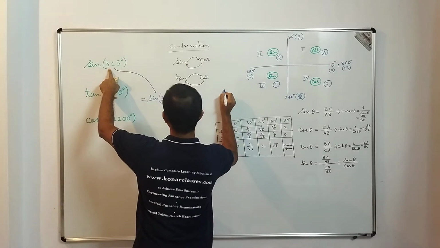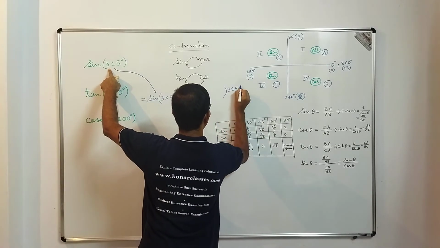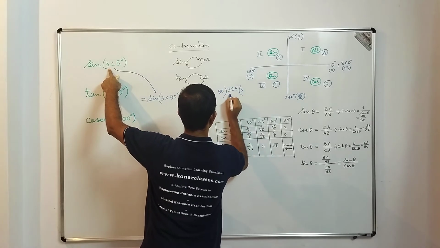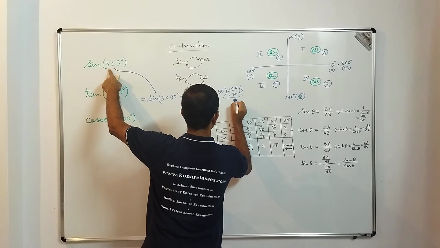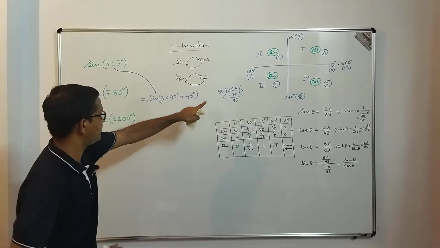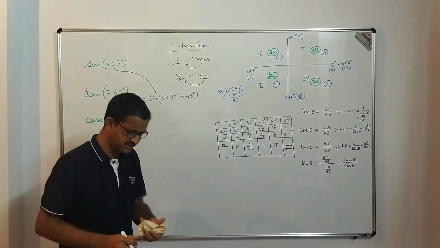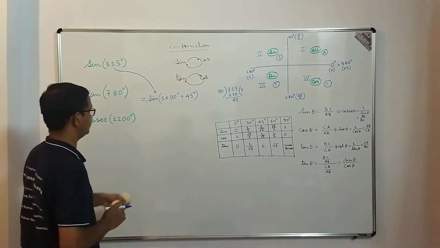So why are we representing it like this? I just write it here. The first step is that we should divide 315 by 90 and see what the quotient is. Quotient is 3 and remainder is 45. So we can express 315 as 3 into 90 degree plus 45 degree, that is coming from the Euclid's division lemma that you studied in class 10.